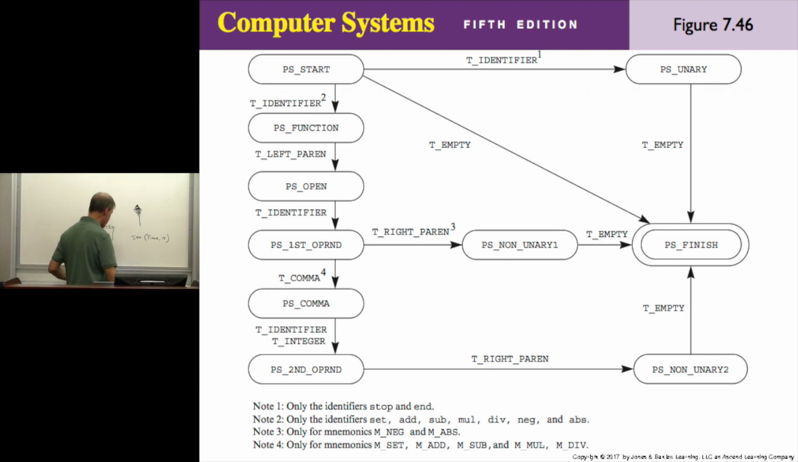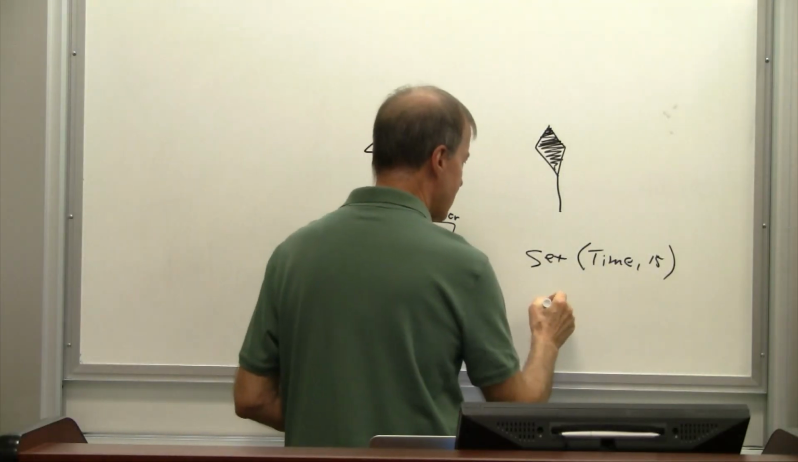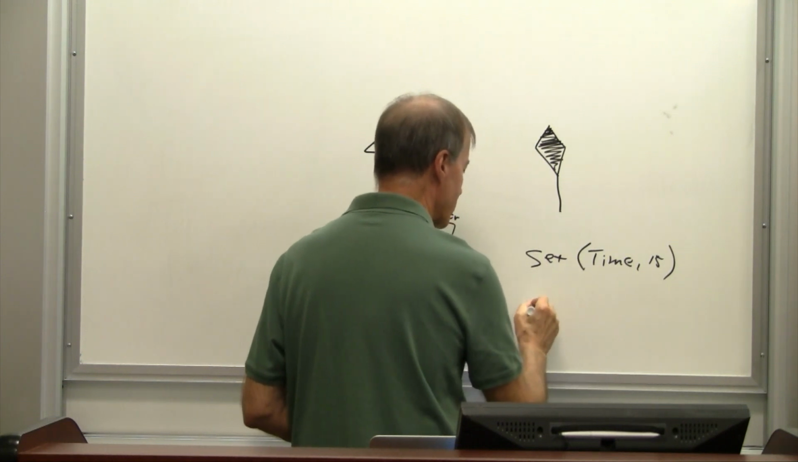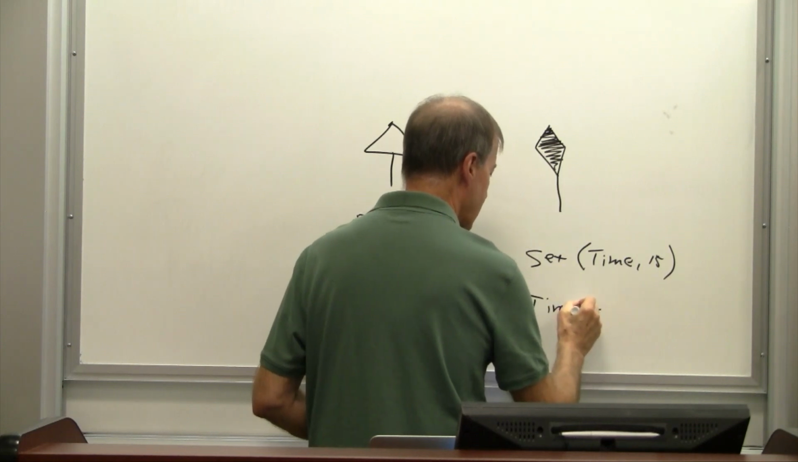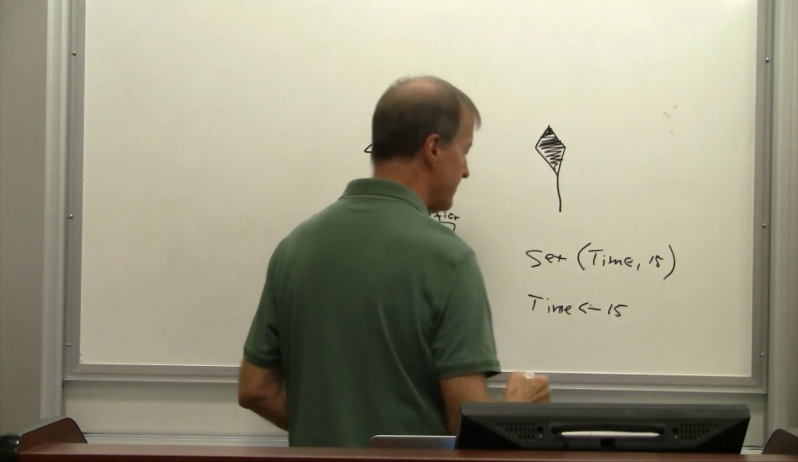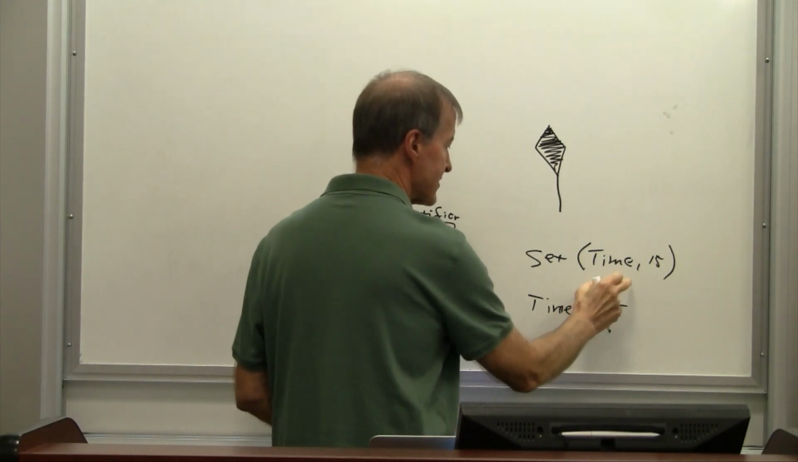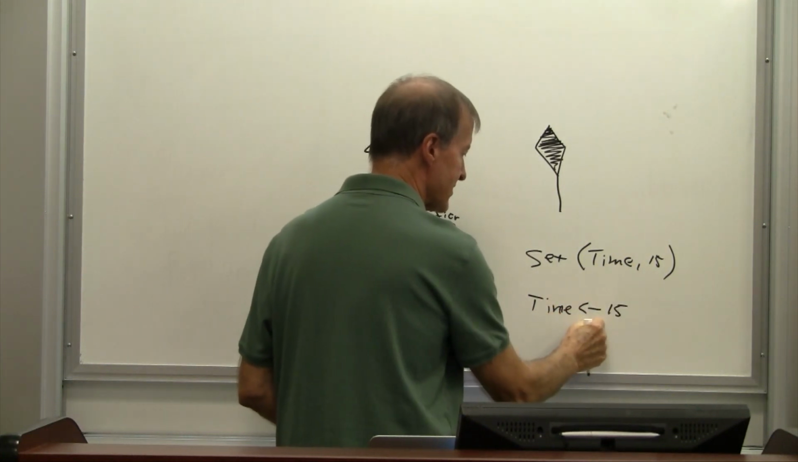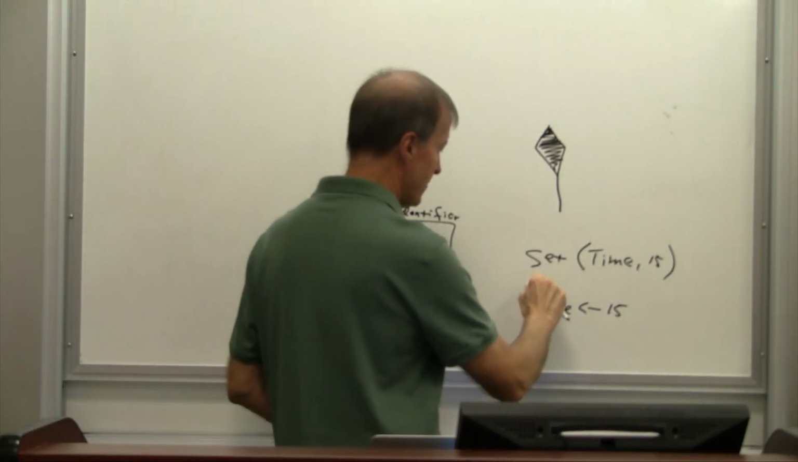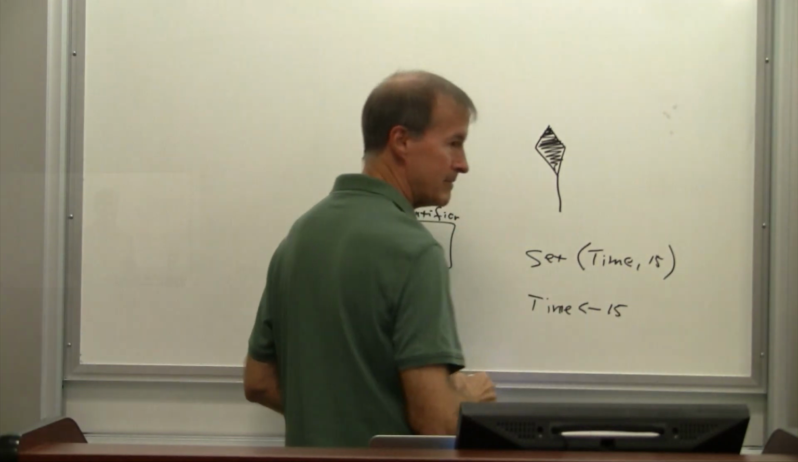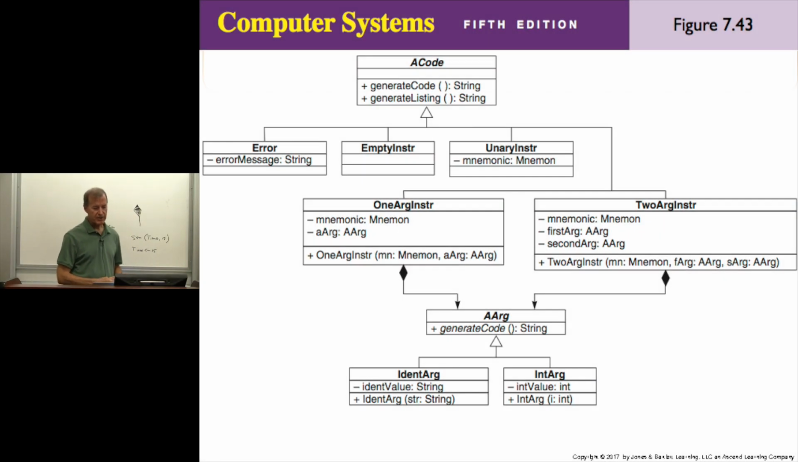By the way, what would the object code for this one be? This one would be set time 15. The object code would be time, left arrow, 15. And all you need to know is this and this. So you emit this, you emit this, you emit this, and that would be your object code. And in the listing, it would be set and then time and comma 15. So back to figure 7.43. So then a two argument instruction has a first arg and a second arg, and so it has two arguments, right?